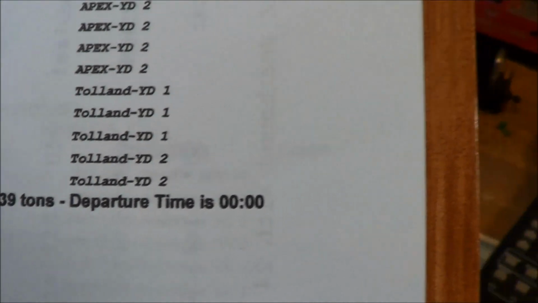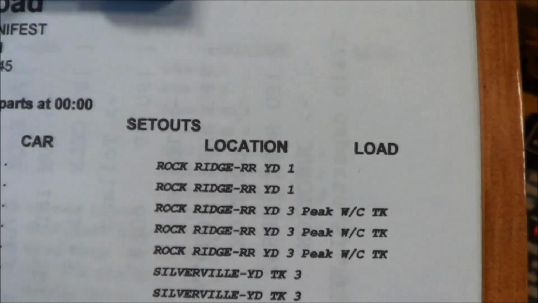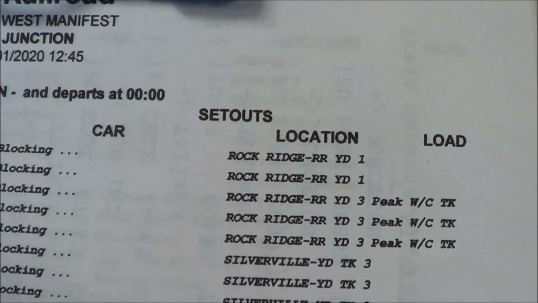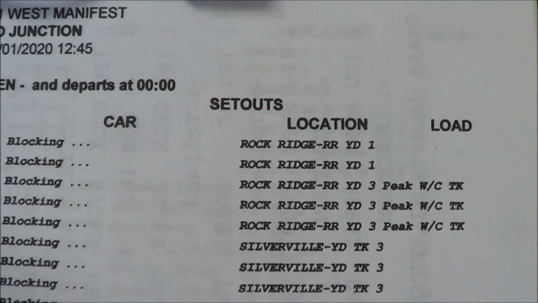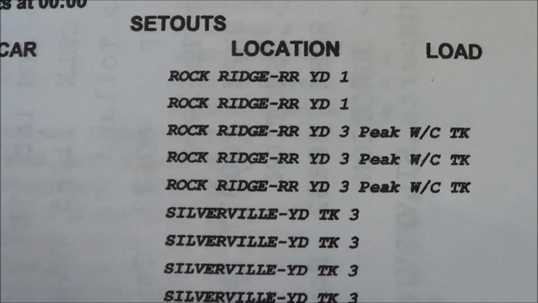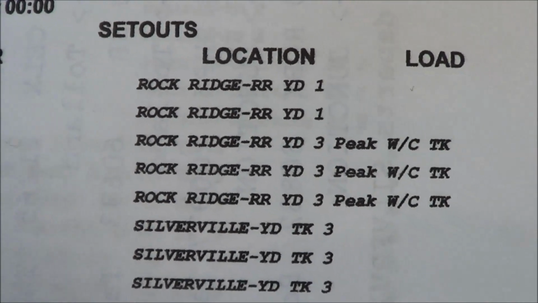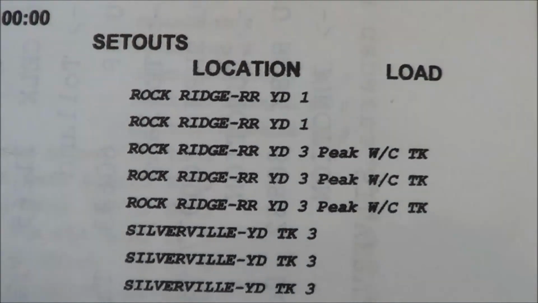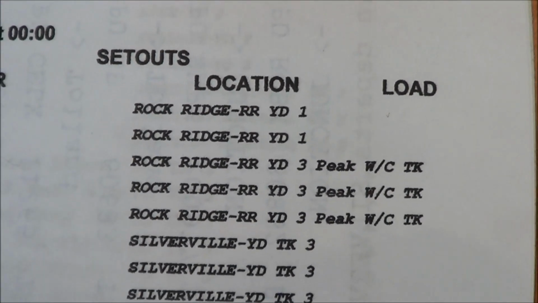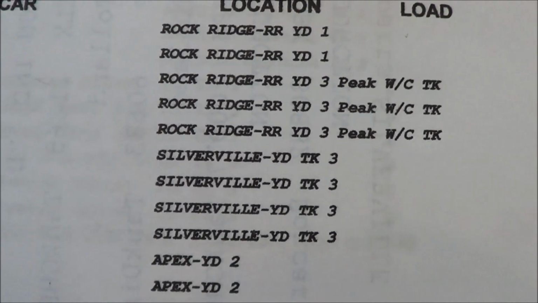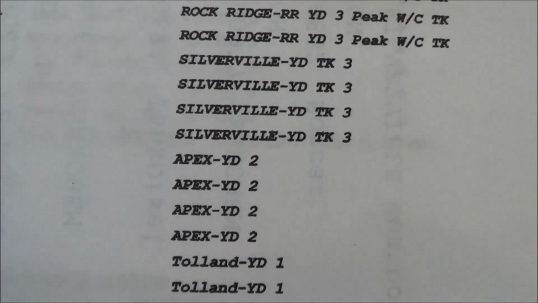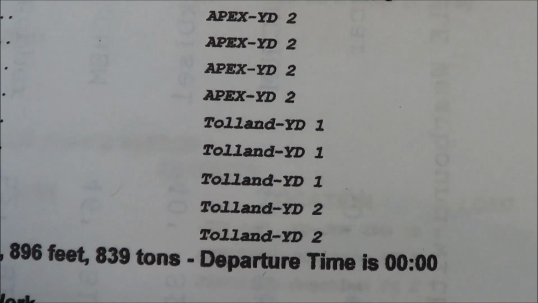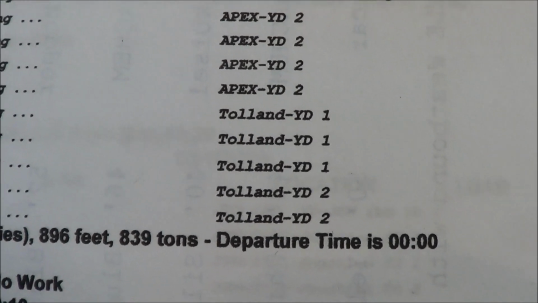Okay, the 6 to 18 cars go in that order, because the first place it's going to, Rockridge, puts the 2 cars right behind the engine. They go first. Then we, well, it's track 1, and then you come to track 3, which I showed you in the video. But the first, well, actually in this case, 5 cars go to Rockridge, then the next 4 go to Silverville, then 4 go to Apex, and then 5 go to Tolan. And that's the order in which the train's going.